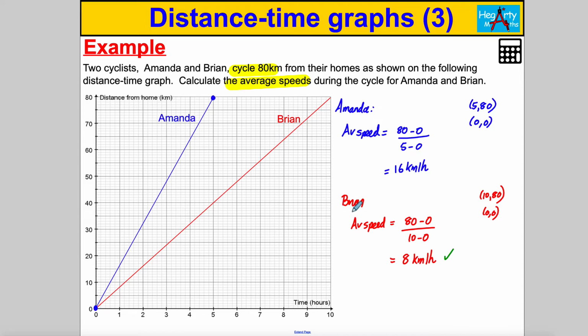Just by way of interest, we could have worked this out another way. Because they're straight lines the whole way, if we go across 1 hour, here we've gone up 8 kilometers. So for Brian, it's 8 kilometers per hour. If we go across 1 hour here, we have gone up, it looks like 16 kilometers. So that's why it's 16 kilometers an hour. You won't always be able to do that because the lines won't always be a continuous straight line. There will be stops and changes in speed, etc.